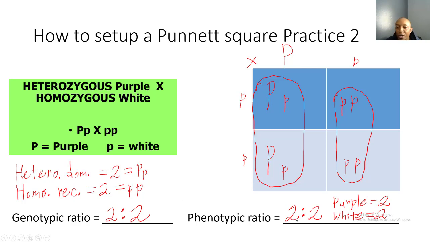Now let's look at our phenotypic ratio. It's going to be 2 to 2. So 2 are going to be purple and 2 are going to be white. I know you did wonderful on that. Let's move on to the next problem.